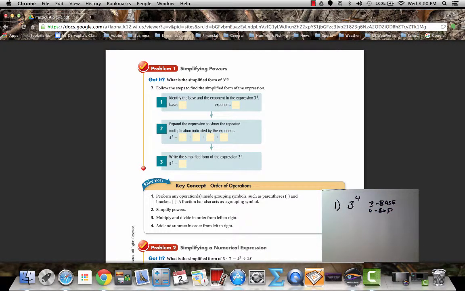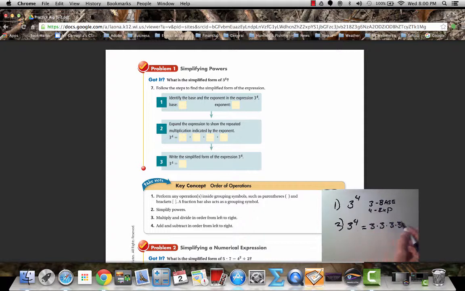Number 2. What does 3 to the 4th power really mean? 3 to the 4th power means we're going to multiply 3 by itself 4 times. So this is like saying 3 times 3 times 3 times 3.